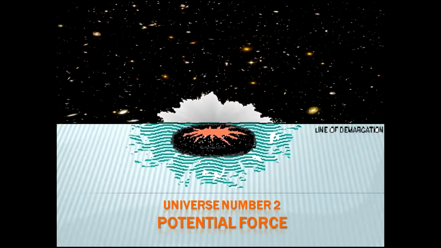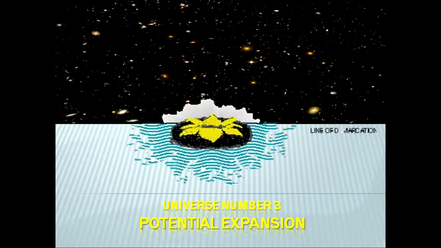Vibration caused a tear in the cocoon. Universe number 2 was just being, a state of stagnation combined with force. The vibration tore away skin of the original black hole. Universe number 3, tone of E, color of yellow, potential expansion.